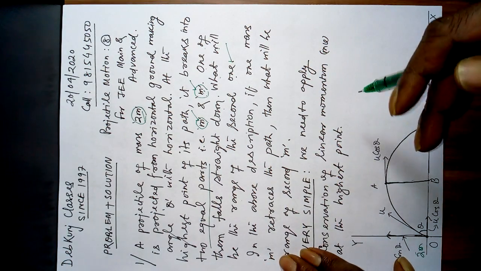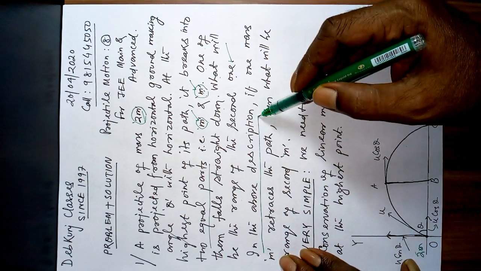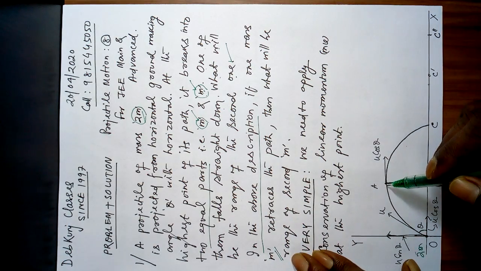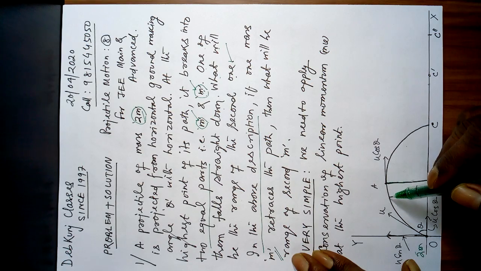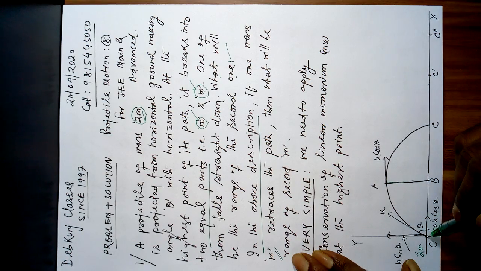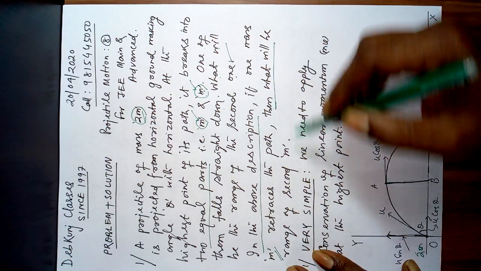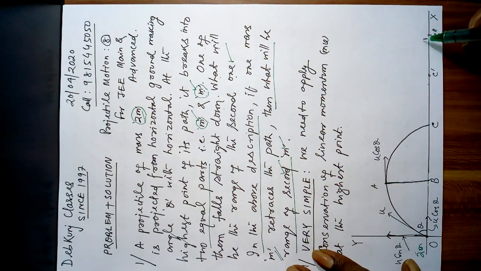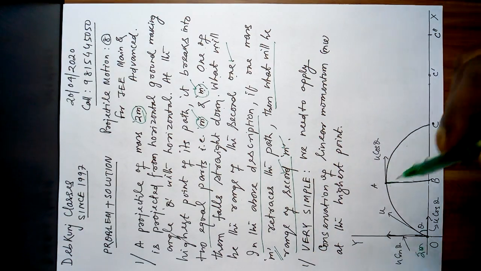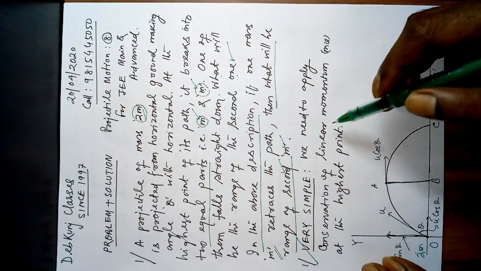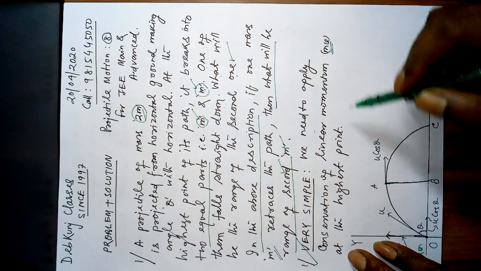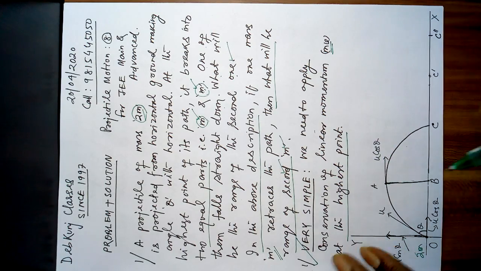And in the same problem, in the above discussion, if one mass m retraces the path from this point after breaking into two pieces, if one of them retraces the path and arrives at O, then what will be the range of the second m, where the second mass will go and fall? Now this is very simple. We need to apply conservation of linear momentum, which is mass into velocity at the highest point.